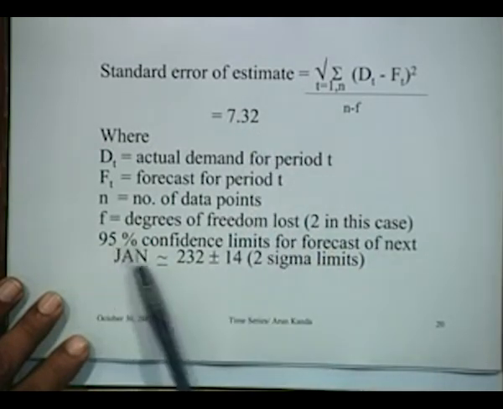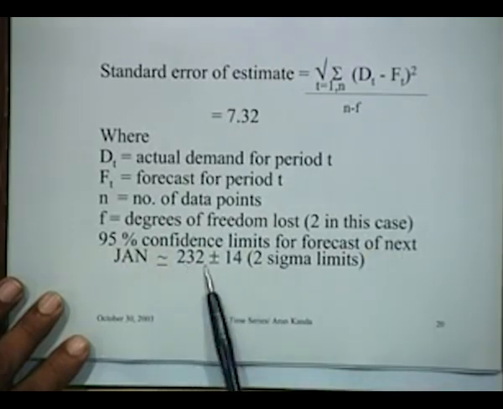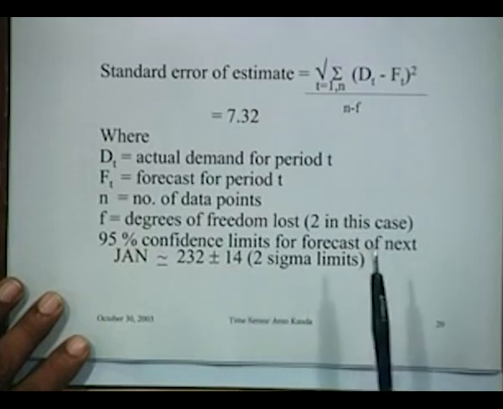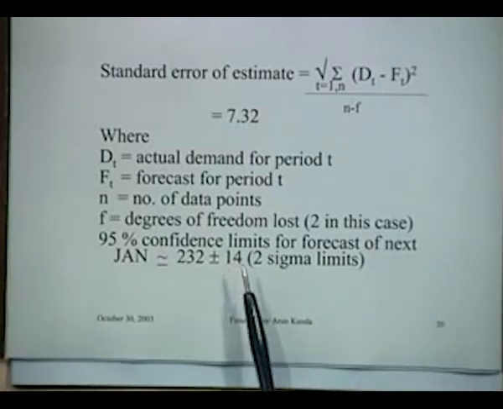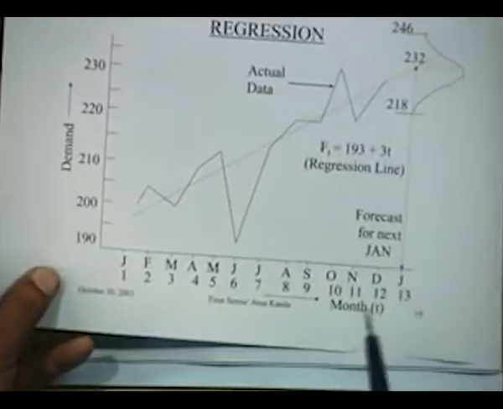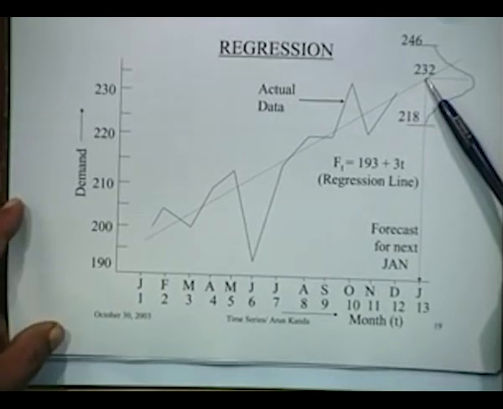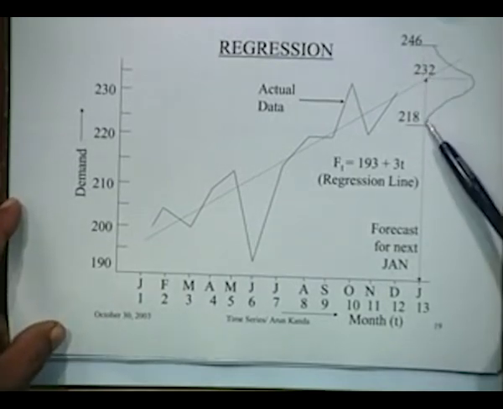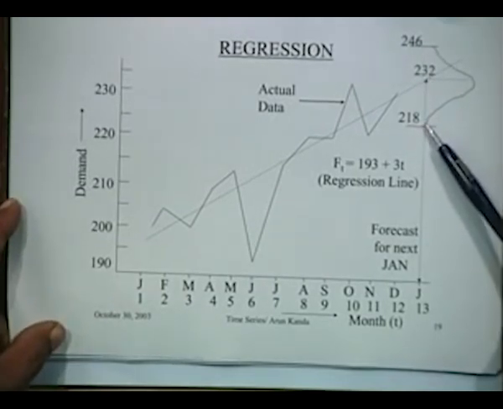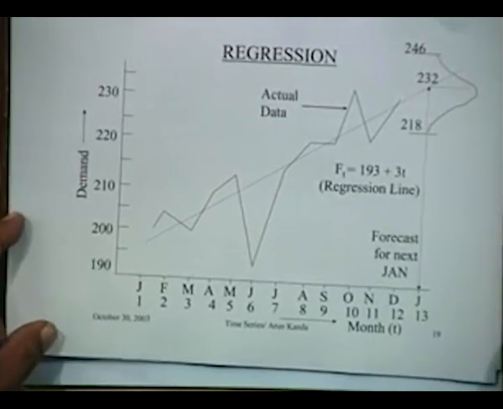So if we want the 95% confidence limits of the forecast for the next January, it will be 232 plus or minus 14, which is 2 sigma limits. And therefore the interesting thing is that you can get from regression not only the expected demand for next January, but also make a statement saying that there are 95% chances that the demand for next January will lie between 218 and 246, and the demand is 232. That is the interpretation.